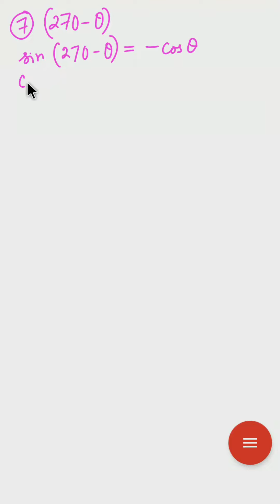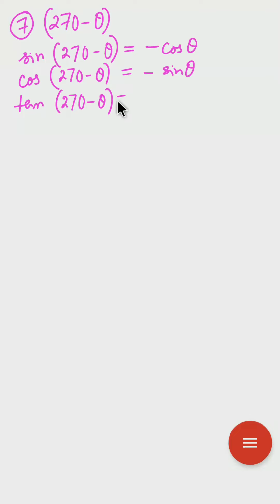Similarly, let's find out cos of 270 minus theta. The angle is in the third quadrant. Cos in the third quadrant is negative. This is an odd multiple of 90. So cos changes to sine. So this is minus sine theta. Similarly, we can find out tan of 270 minus theta. This will be equal to cot theta.